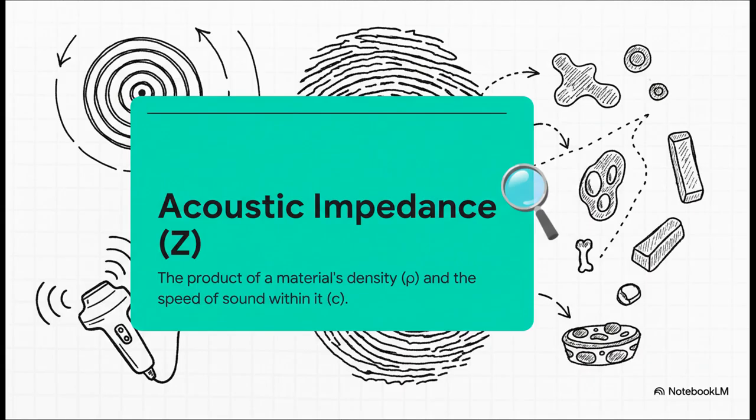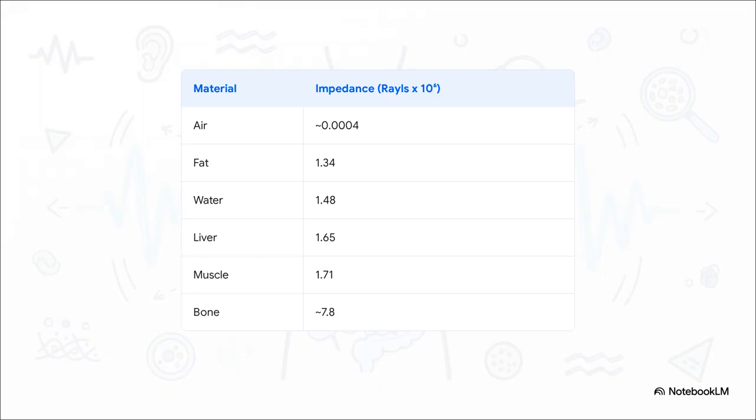But you don't need to memorize the formula. The best way to think of it is like an acoustic fingerprint. Every tissue, fat, muscle, bone, liver, they all have their own unique fingerprint. And take a look at this table. You can see just how different those fingerprints are.